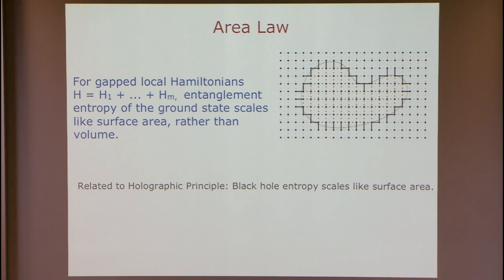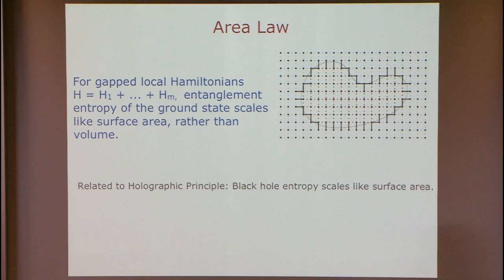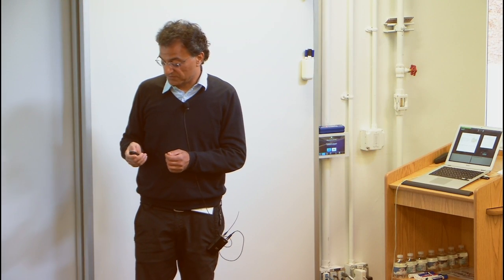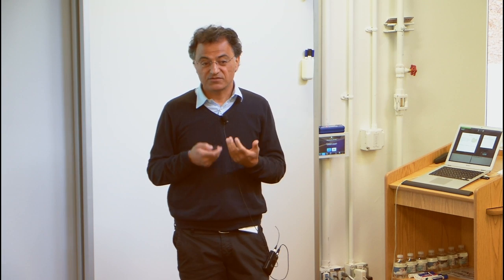So this is a long-standing conjecture in condensed matter physics. Somehow it had its origins in the holographic principle in cosmology, but it was really precisely formulated only about a decade ago using ideas from quantum information. But the important thing to remember here is, of course, that an area law is a conjecture, right?